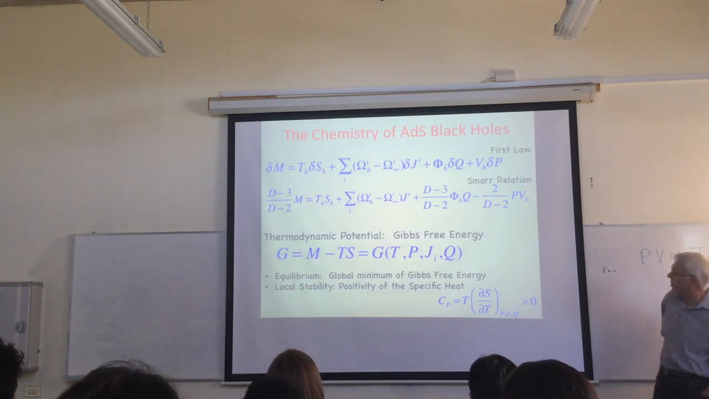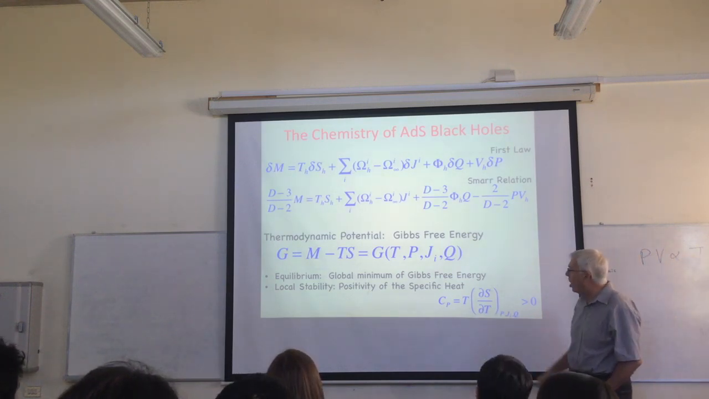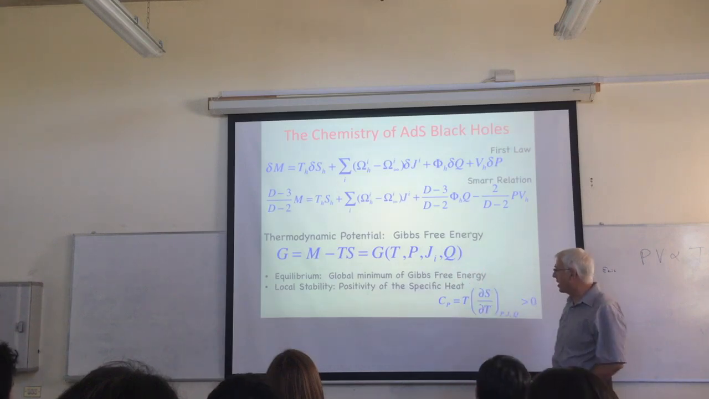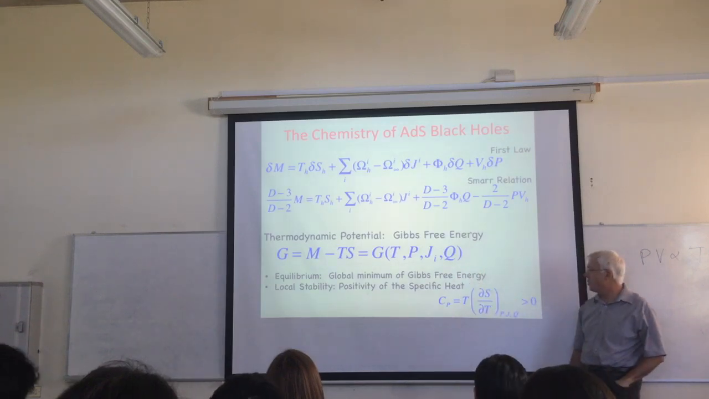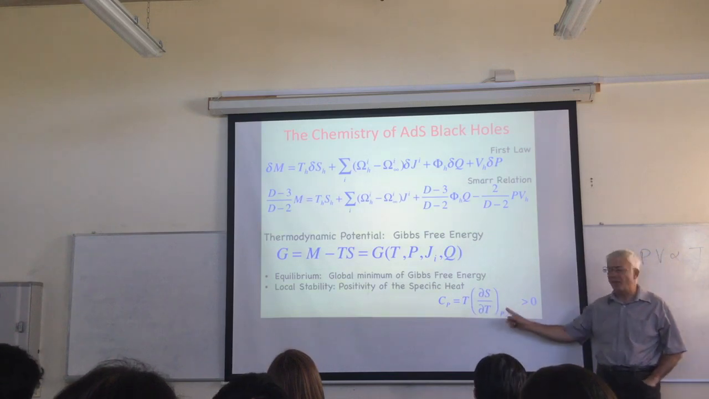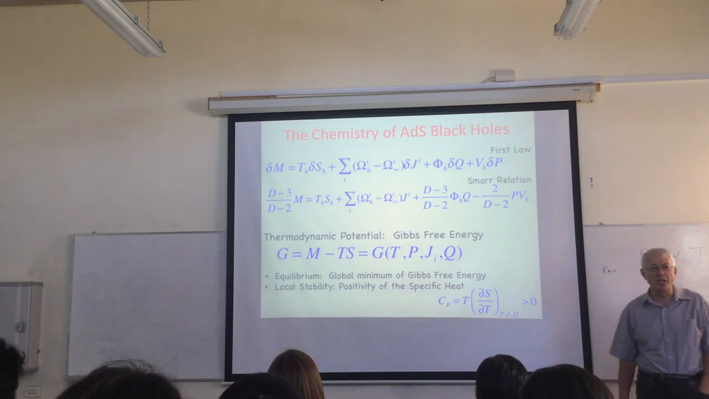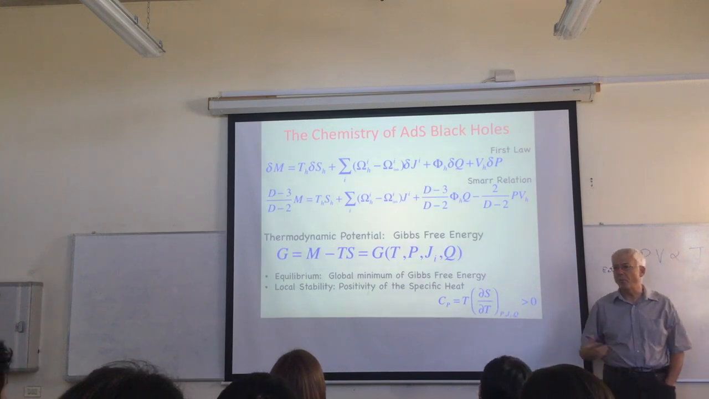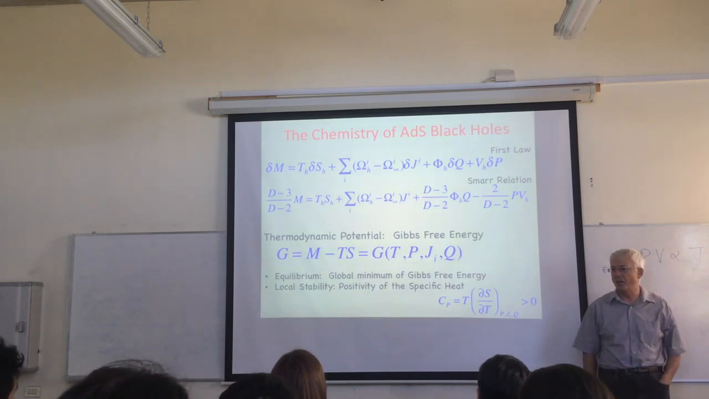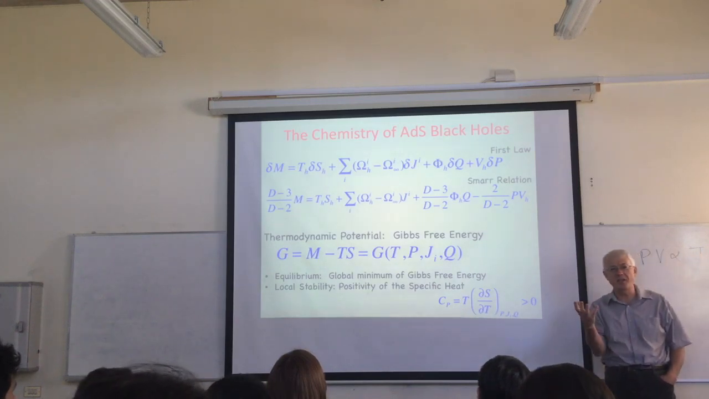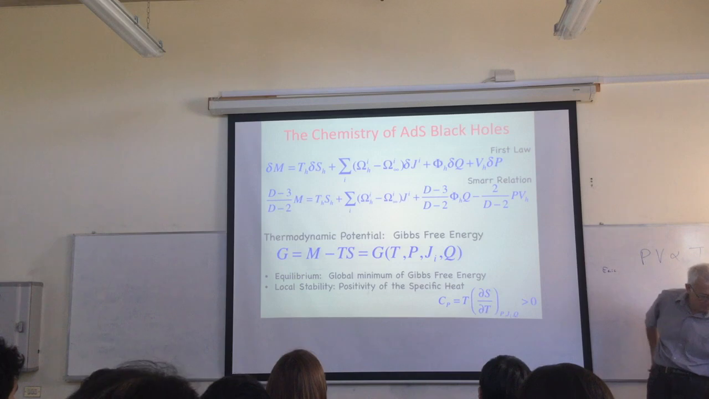There's an issue, of course, of stability. We don't want just a local minimum. We want a global minimum of the free energy. And we want positivity of the specific heat. We interpret negative specific heat to generally describe a thermodynamic system that is unstable. Doesn't mean it can't exist, but it's not stable. It's going to become something else.